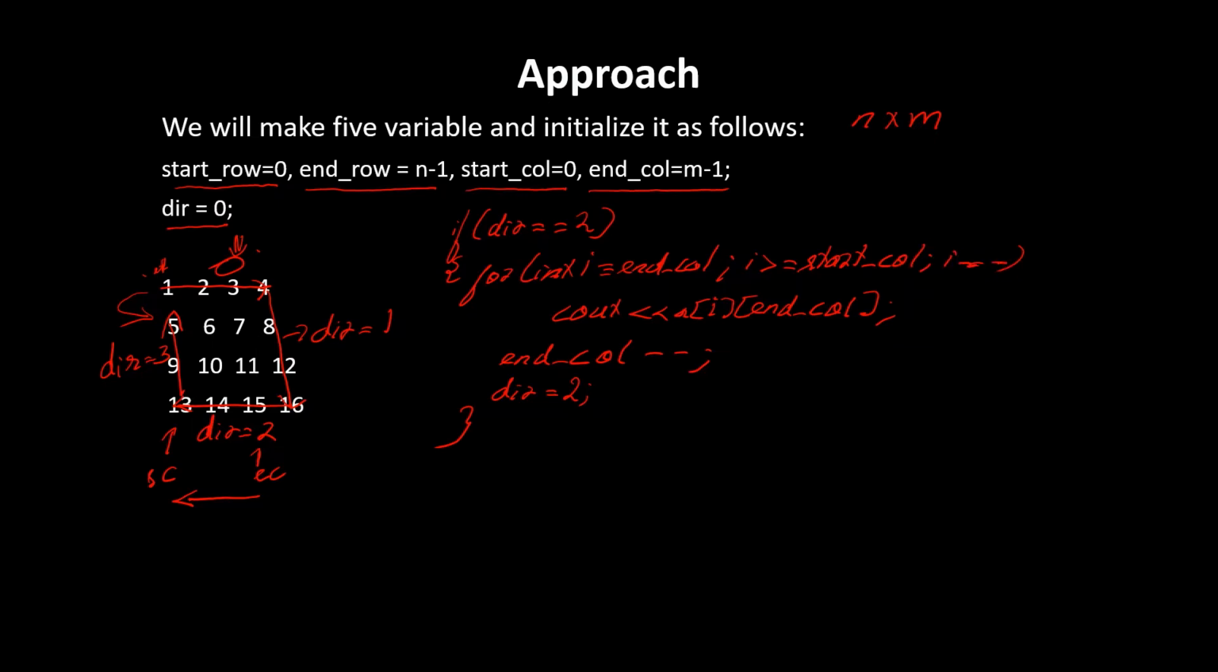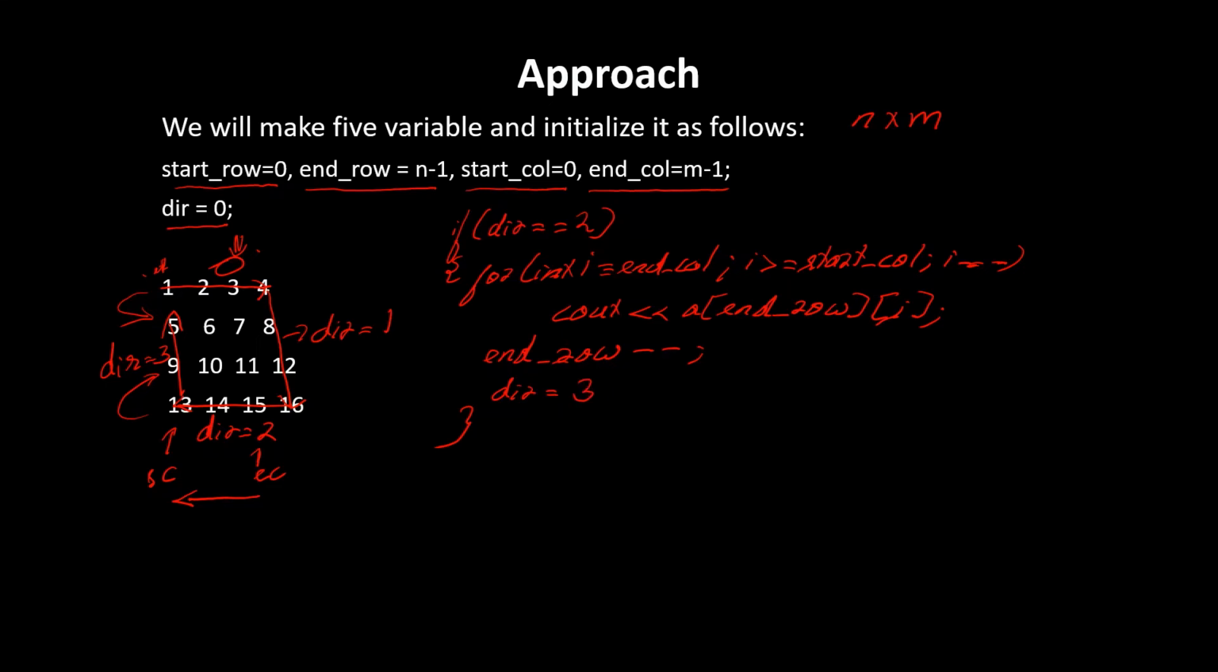In this, i is the variable and the fixed one is the end row. So here we will print a of end row, this is the fixed one, and here it is i. After coming out of the loop, we have to decrease our end row to this point. So we will do end row minus minus. Now we have to change our direction to 3.